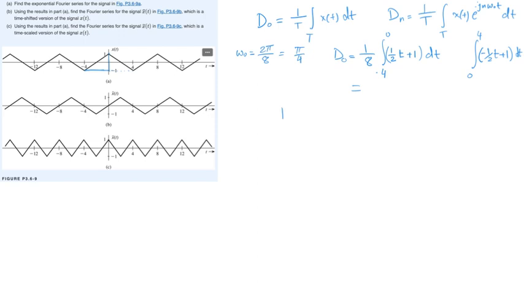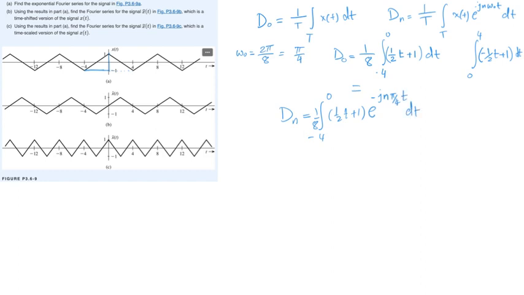And now dn. Same thing, the equations are the same. The only thing is that your integrals, so don't forget 1 over 8 here, and you integrate from minus 4 to 0. It's the same line equations, plus 1, but you now have the annoying e to the minus jn omega naught, which is pi over 4, and then t, and you integrate with respect to time.